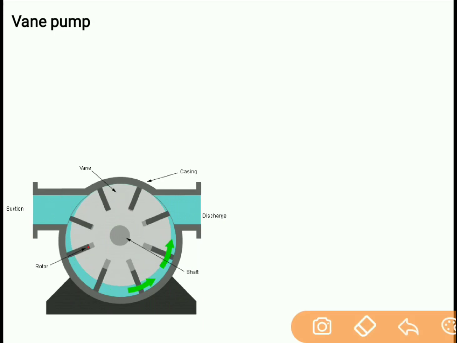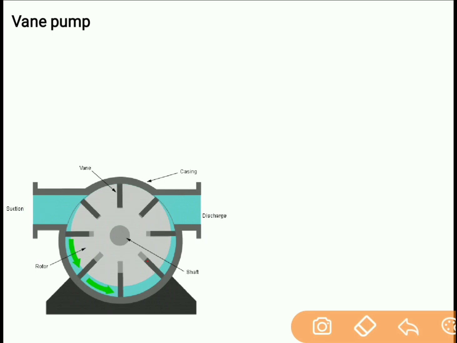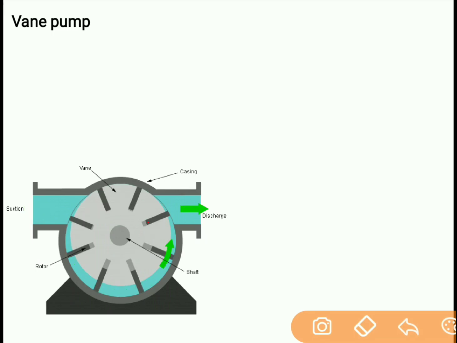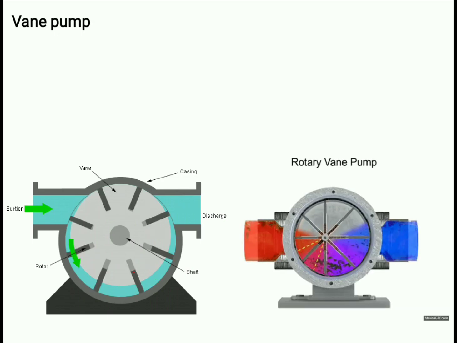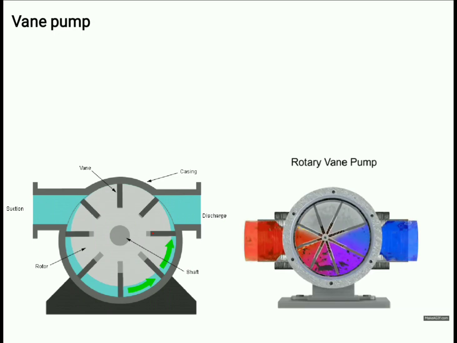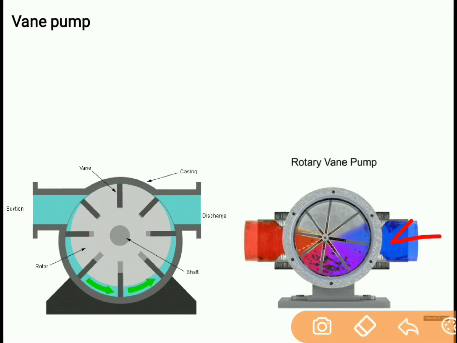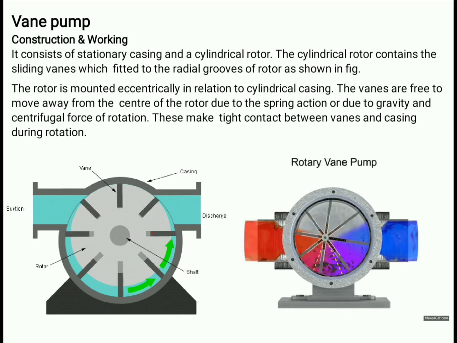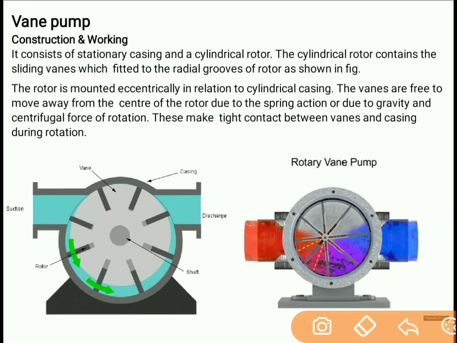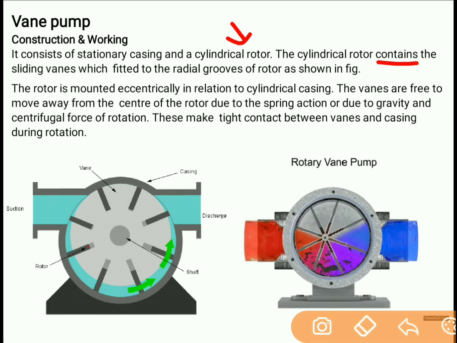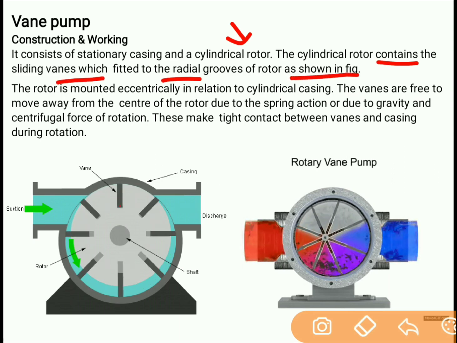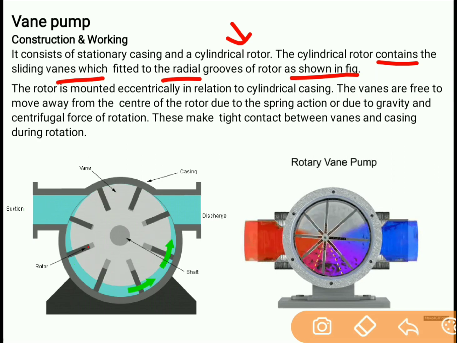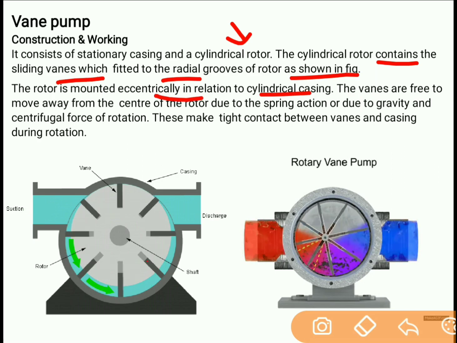Now during this transfer, the liquid which is between these two vanes will get compressed, and this compressed liquid will get transferred to the discharge side. In this case, suction is on this end and delivery on this end. It consists of a stationary casing and a cylindrical rotor. The cylindrical rotor contains sliding vanes which are fitted to the radial grooves of the rotor, as shown in the figure. The rotor is eccentrically mounted in relation to the cylindrical casing.